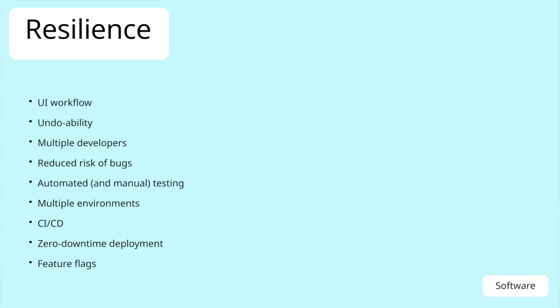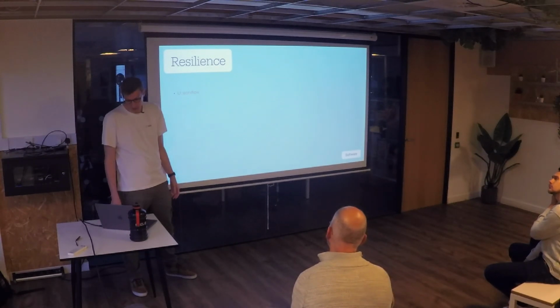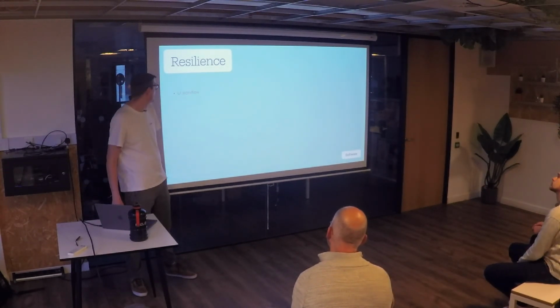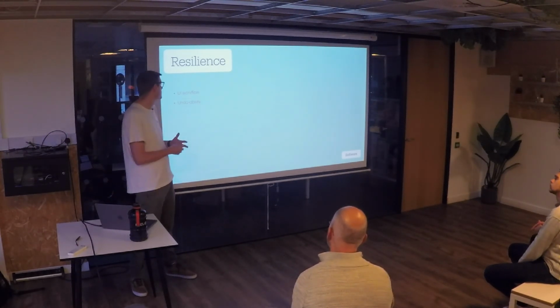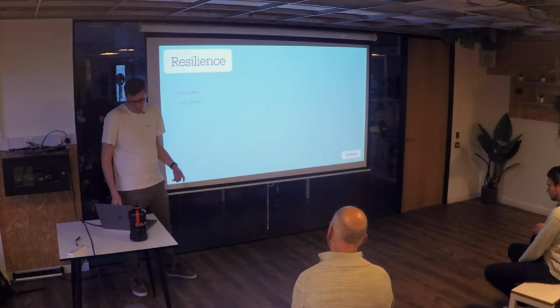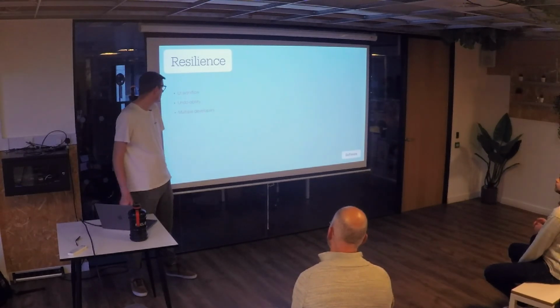So diving into resilience then, in terms of software, what does that mean? Having a resilient UI workflow, considering for when things go wrong, if there's error messages and things like that, making sure you consider that sort of stuff. I think I made this word up, but undoability, it's that stuff I talked about earlier. Are they able to undo stuff they've done by accident? That can be really important to making sure something feels resilient.